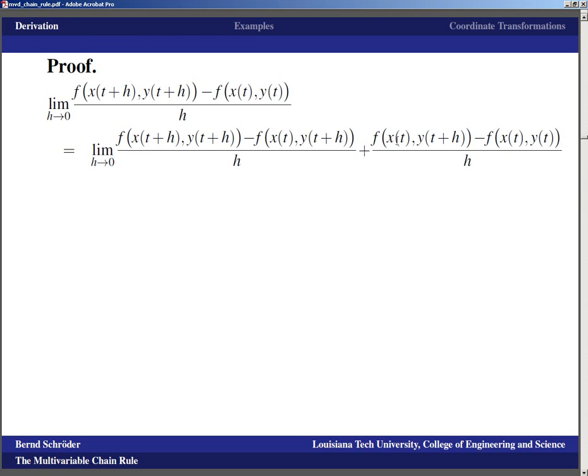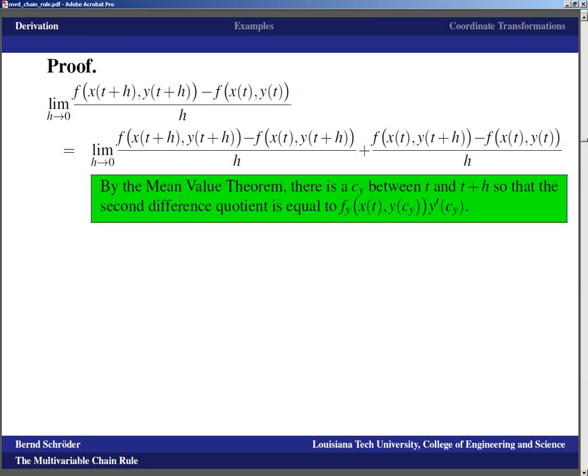Now what's the advantage? Well, all of a sudden I can see that this is actually the difference quotient of a function that depends on h, if you will, where our base point is f of x of t, y of t, and then we let h go, we let t run from 0 to h as we plug it into the y. So that means we can apply the mean value theorem, and there must be a value c sub y between t and t plus h, so that the second difference quotient is equal to the partial derivative of f with respect to y at x of t, y of cy, times y prime of cy.